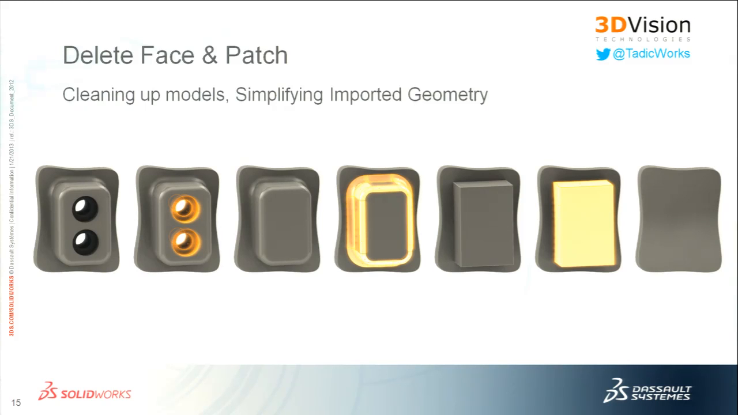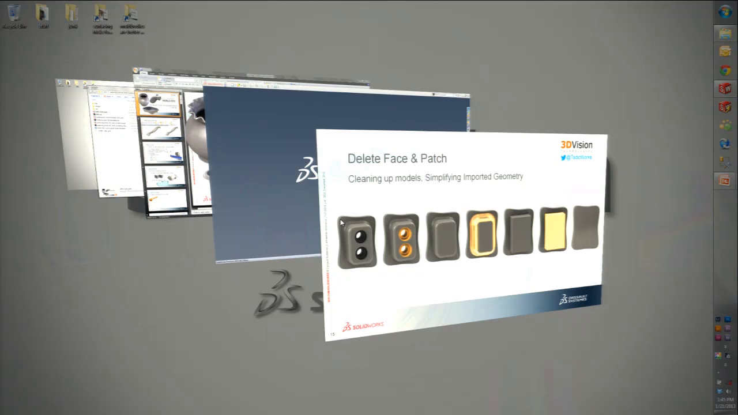Obviously, we can't have the entire feature tree on imported geometry to start suppressing features, fillets, and all that. So the delete face command becomes very useful for simplifying imported geometry as well. So let's take a look at a couple examples here.